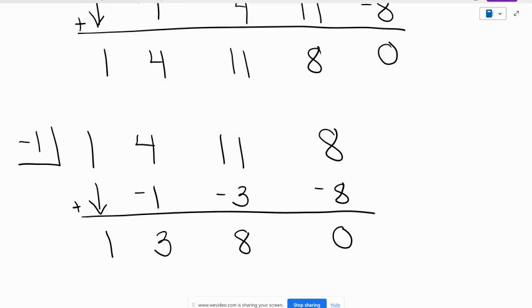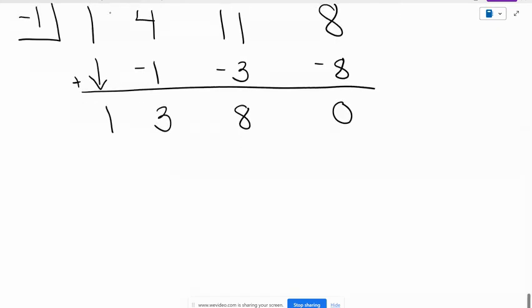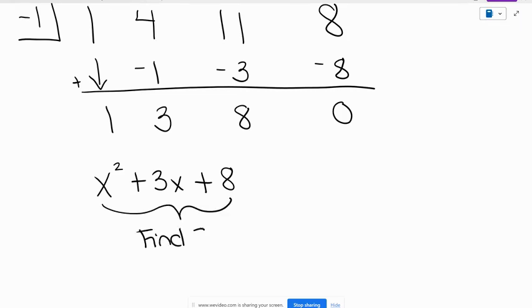All right, so now I started off at a degree of 4. The first synthetic brought us to a degree of 3. The second synthetic brought us to a degree of 2. All right, so what is it? This is now going to be x squared plus 3x plus 8. And we need to find the zeros. So we're going to set it equal to 0. And we're going to use quadratic formula.